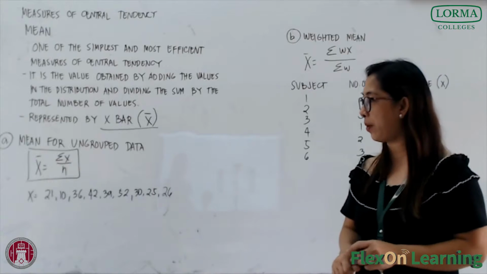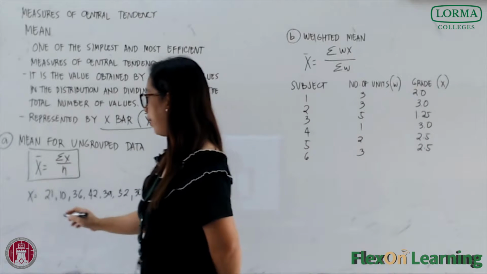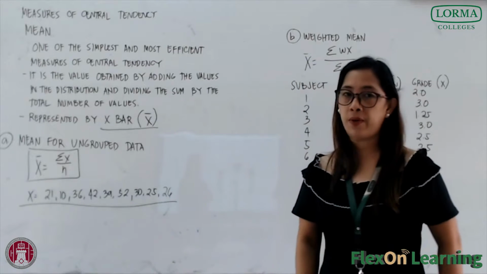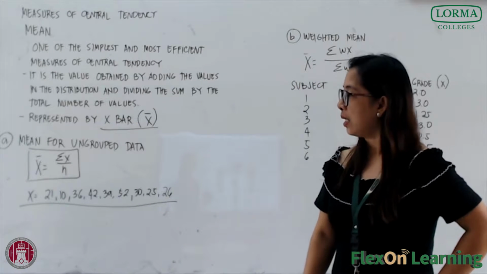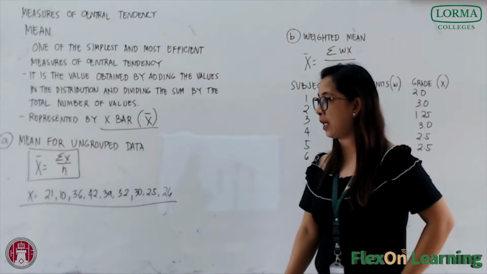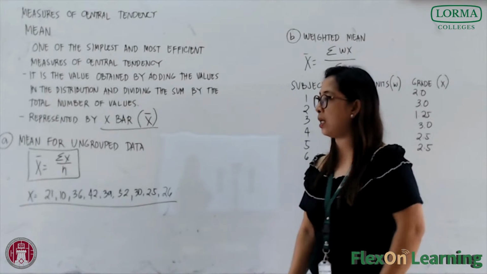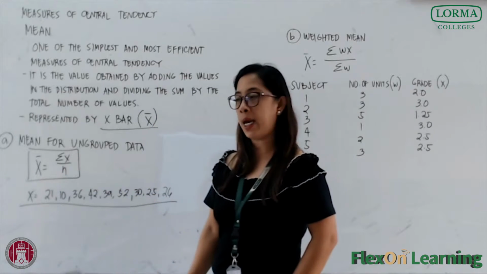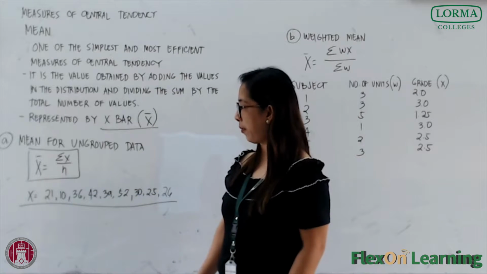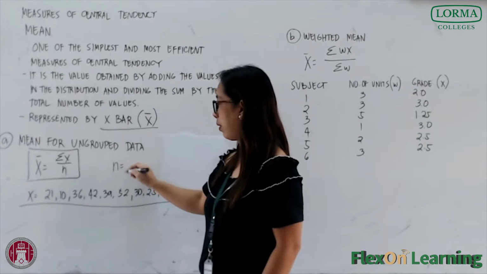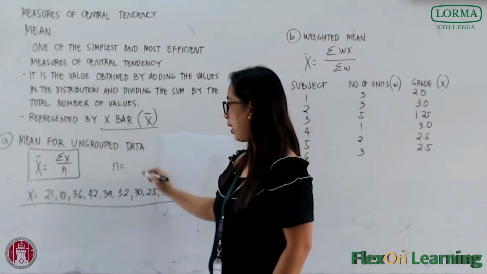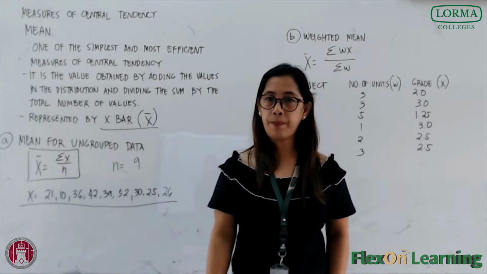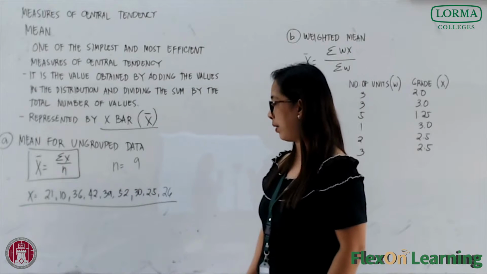For example, we have the values of our X. These are the given values for X. The formula in getting the mean for ungrouped data is the mean is equal to the summation of X divided by N. Let's identify first our N. N is equal to the number of values. So we have 9 values in our given, and that would be our N.